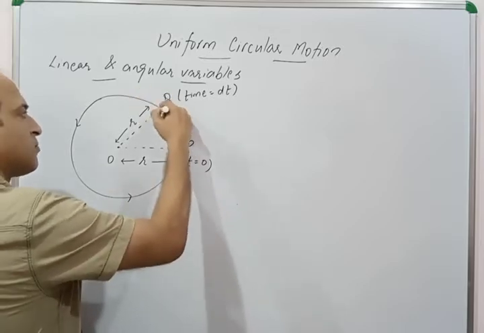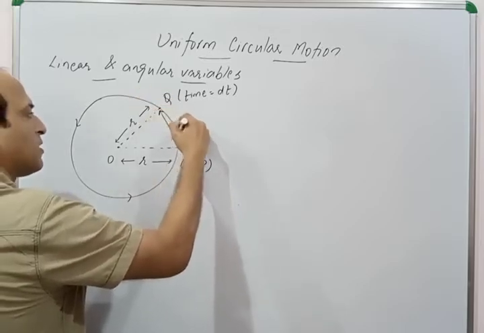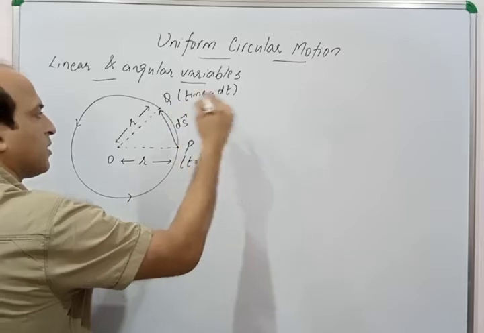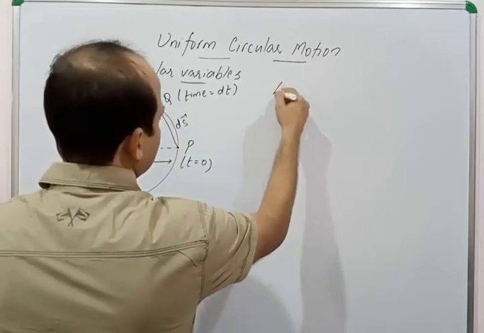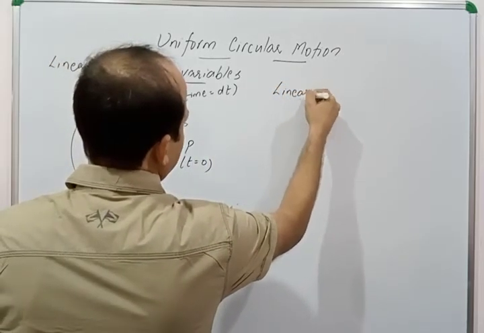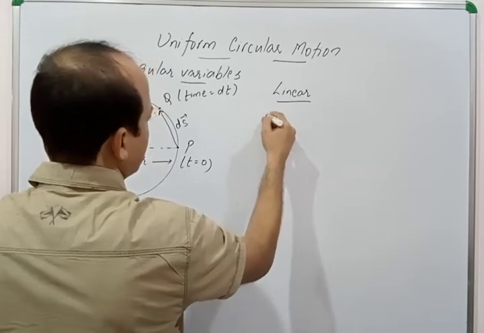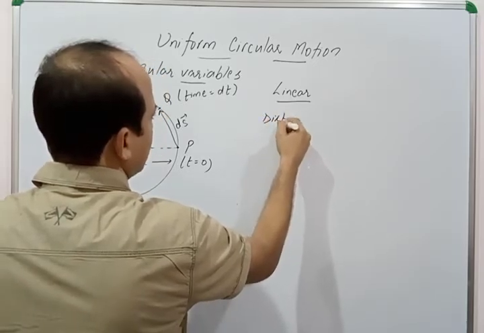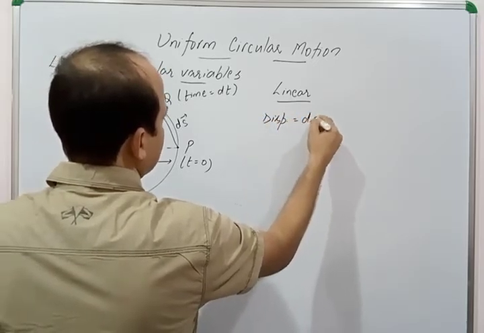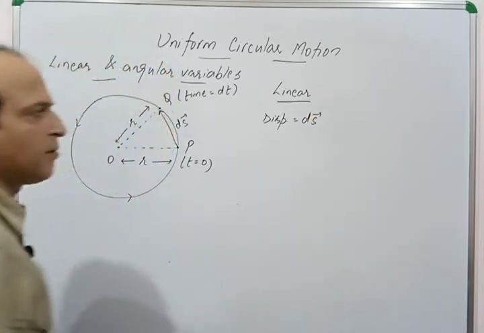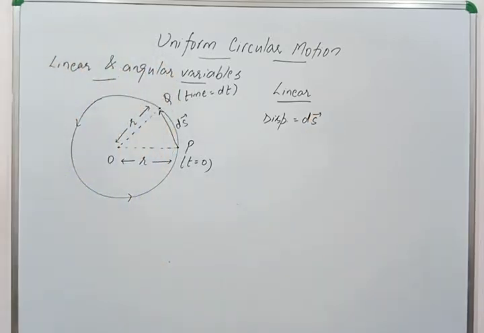We can measure the linear displacement that is from P to Q and label it as ds, small displacement. So what is ds? Linear displacement measured as ds. This is naturally measured along a line PQ from initial position to the final position.